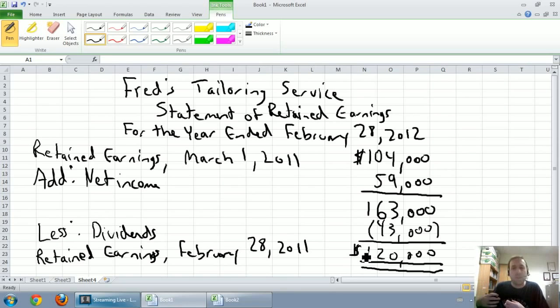But Fred wanted to take some money out for himself, and he's well within his right to do it. Dividends aren't a bad thing. He took $43,000 out of the company, leaving $120,000 in the company for the company to use and to grow. That's our statement of retained earnings. Next up will be our balance sheet.